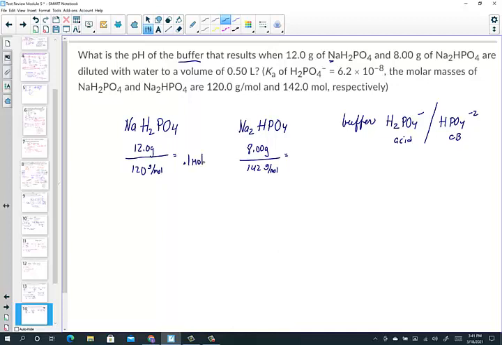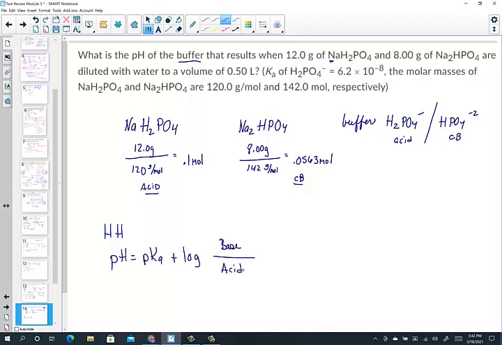Eight divided by 142. And just remember, the one with more hydrogen is always the acid, and here is its conjugate base. Now, I know that I'm going to use the Henderson-Hasselbalch equation because it talks about buffers. Plus the log of the ratio of your base over acid.